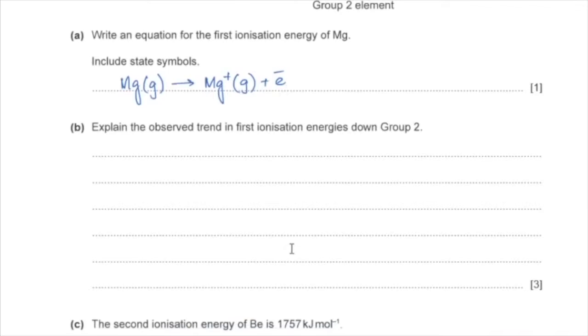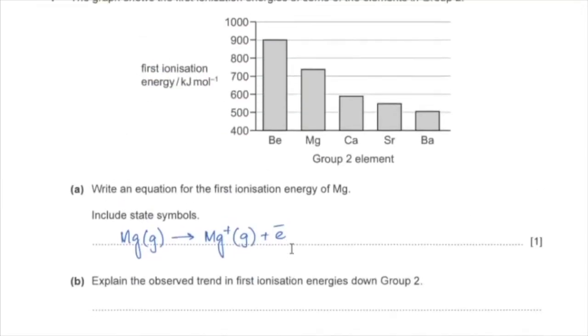Part B. Explain the observed trend in first ionization energies down group 2. So first ionization energy decreases down group 2 because the size of the atoms increases as outer electrons get farther from the nucleus due to increasing shielding, and thus the nuclear attraction, which is the force of attraction between valence electrons and nucleus, decreases. As a result, relatively less energy is required to remove an electron from an atom that's down in group 2 as compared to that which is on top of group 2.